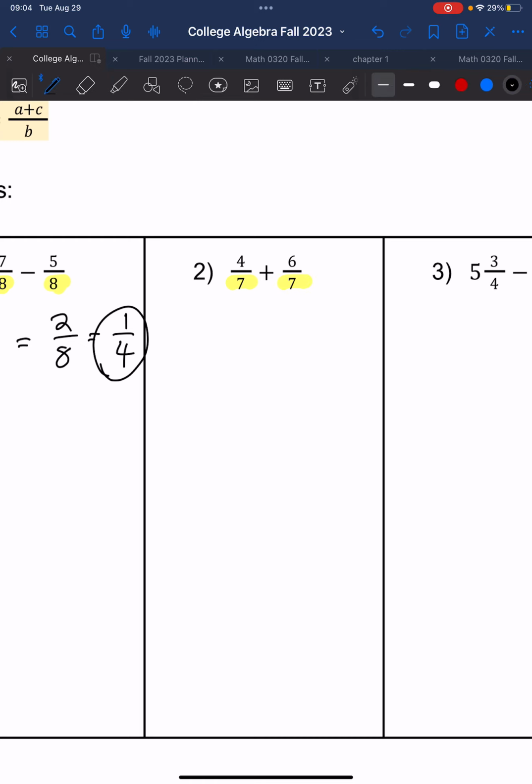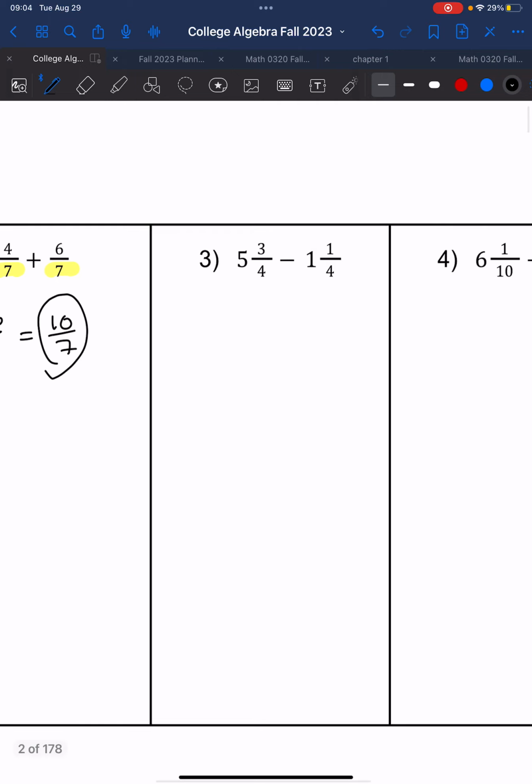Okay. Looking at number 2, again, we have a common denominator of 7. So I'm just going to add the numerators. So 4 plus 6 over 7 gives me 10 over 7. 10 over 7 is an improper fraction, but we're just going to leave it that way, okay? This cannot be reduced any further, so this is our answer.